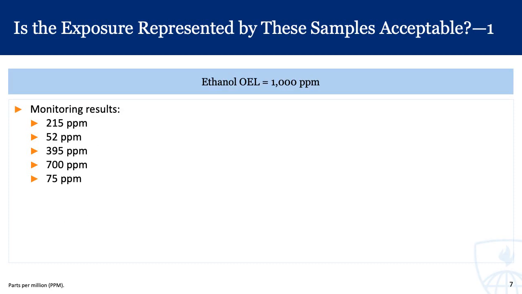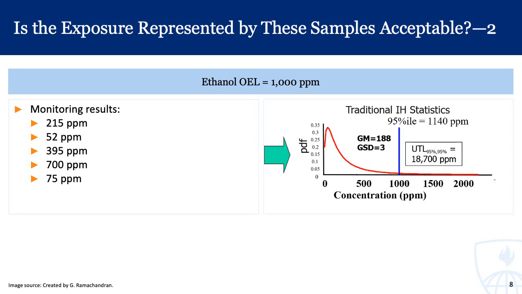Let's talk about a scenario where we are interested in ethanol exposures whose OEL is 1,000 parts per million. And we go and make 5 measurements. And so the 5 measurements are shown on this slide. The smallest is 52. The highest value is 700. So all the data are well below the OEL. We can say, okay, is the exposure represented by these samples acceptable?